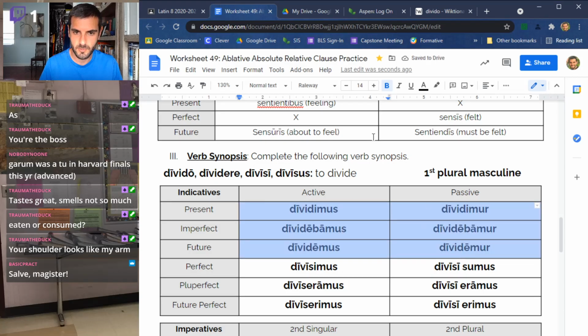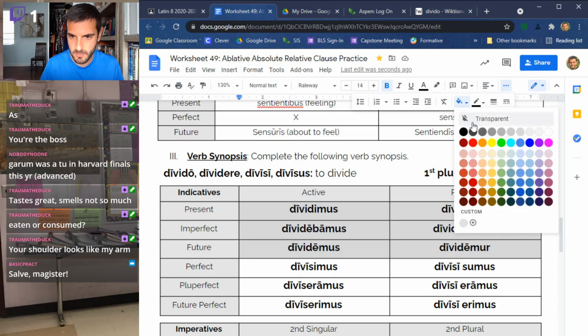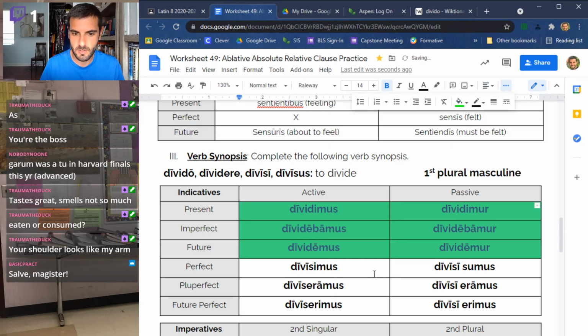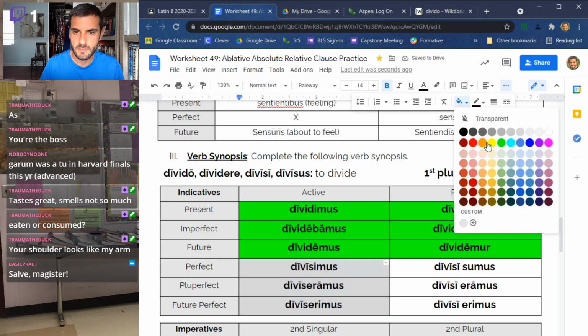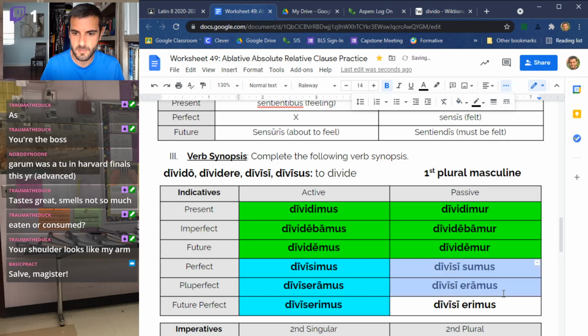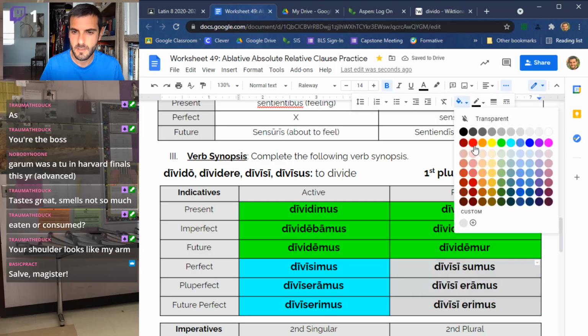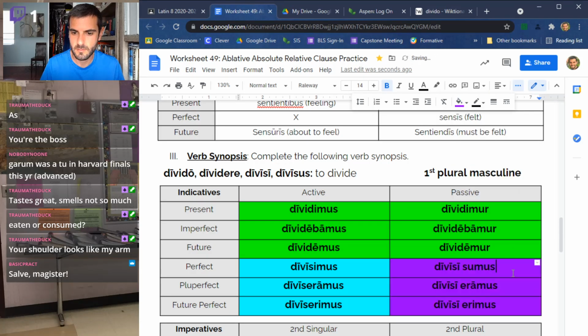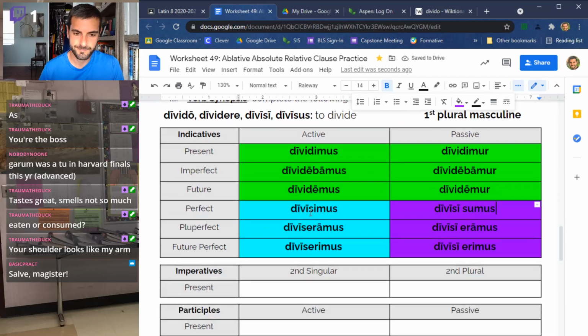And again, if you're of the color coding persuasion, if that helps you to remember, these guys are all based on the first and second principal part. These guys are based on the third principal part. And these guys on the fourth principal part. Just in case that helps you.